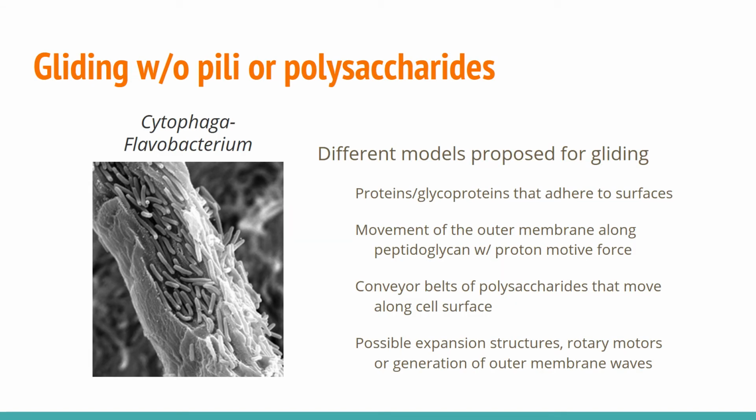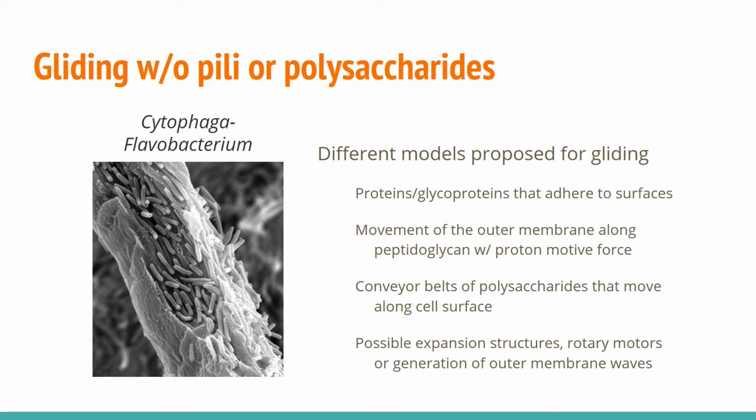Numerous models have been proposed to explain gliding motility in bacteria without pili or polysaccharides. One model involves proteins or glycoproteins in or on the outer membrane that adhere to the surface. Other proteins in the cytoplasmic membrane and periplasm harvest the proton motive force and move the outer membrane proteins along tracks that may be fixed to the peptidoglycan. Think of a moving walkway at the airport. The motors must somehow coordinate their movements to result in efficient gliding.